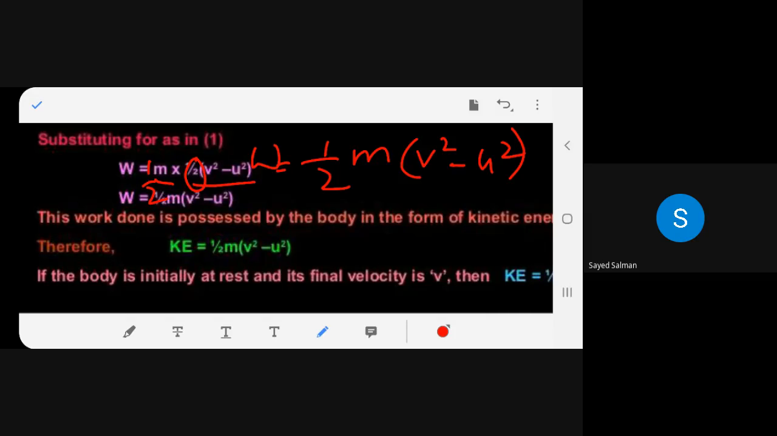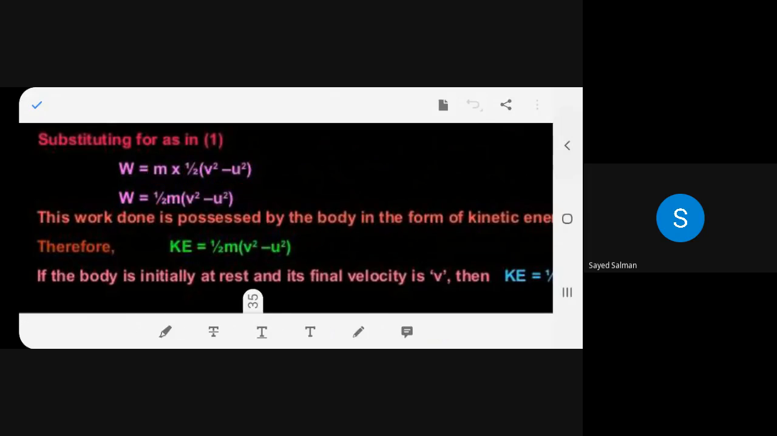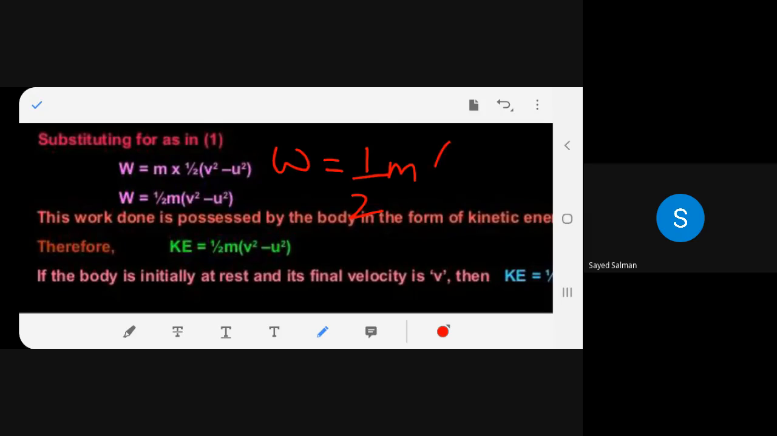Now the possibility is that if the body is at rest, that means u is equal to 0. If the body is at rest, obviously u is equal to 0 and then it starts moving with a certain velocity v. That's the final velocity. Do you understand? So what is going to happen then? When I place u is equal to 0, it becomes W is equal to half m v square minus 0. Agree?